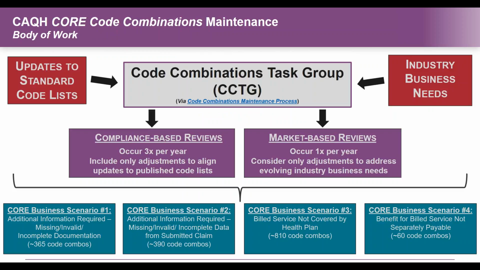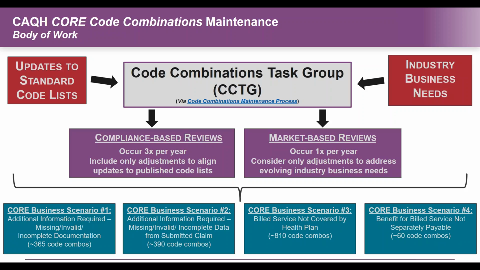And part of that code combination maintenance process is maintained by the Code Combinations Task Group here at CAQH CORE. Not only do we take in inputs from the updated standard codes list and also input from the industry business need, both of those types of input lead to either a compliance-based review or a market-based review. The compliance-based review occurs 3 times per year and includes adjustments to the CORE code combinations to ensure that they are aligned with the updated and published code list. Whereas market-based reviews occur just 1 time per year and consider only adjustments to address industry business needs.